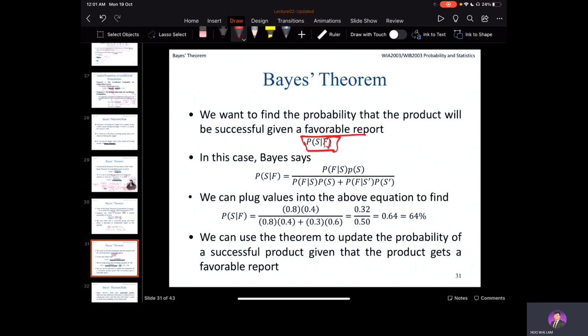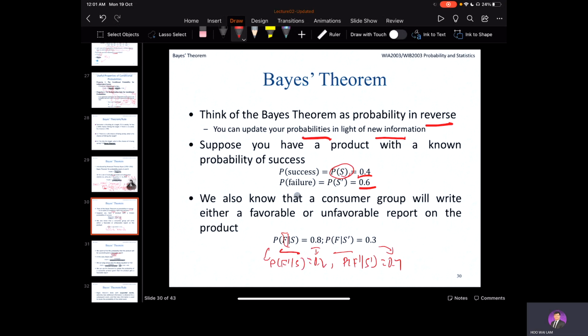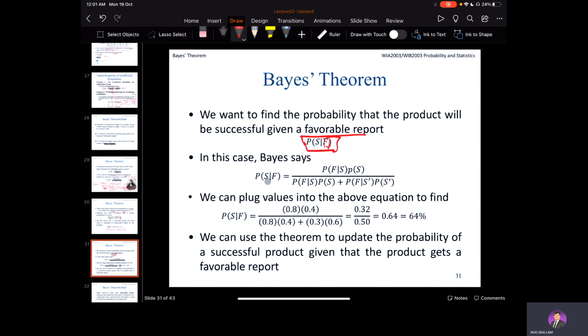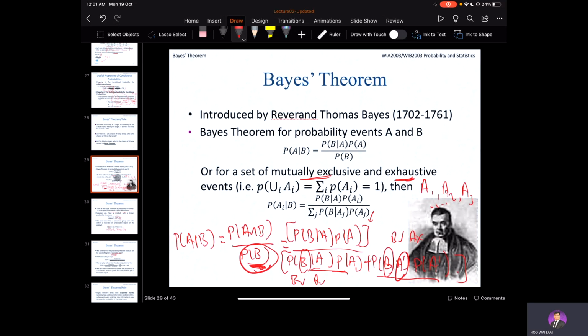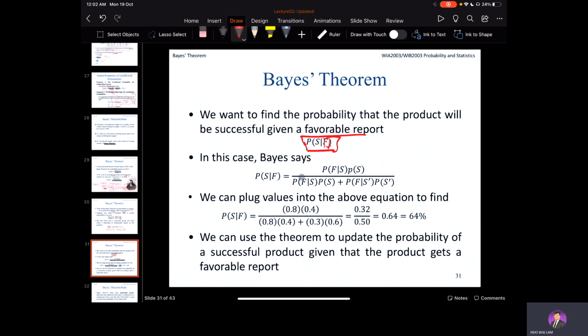Right now, you want to calculate the probability of success again, but given that you are given a favorable report. So in your Bayes theorem example right now, you only have success and failure, and you only have a favorable or unfavorable report. Yes and no, they are binary outcomes. So for you to apply Bayes theorem, it looks like this. It's actually the same as the formula I have over here.